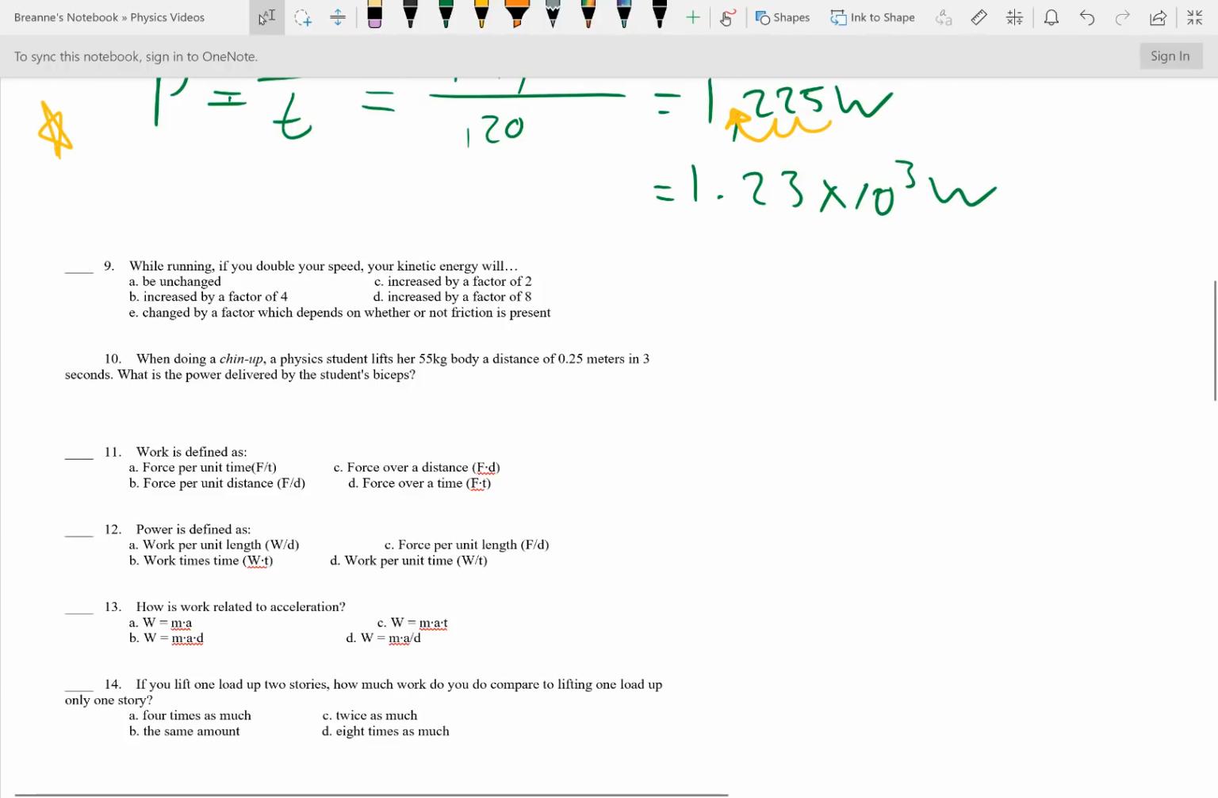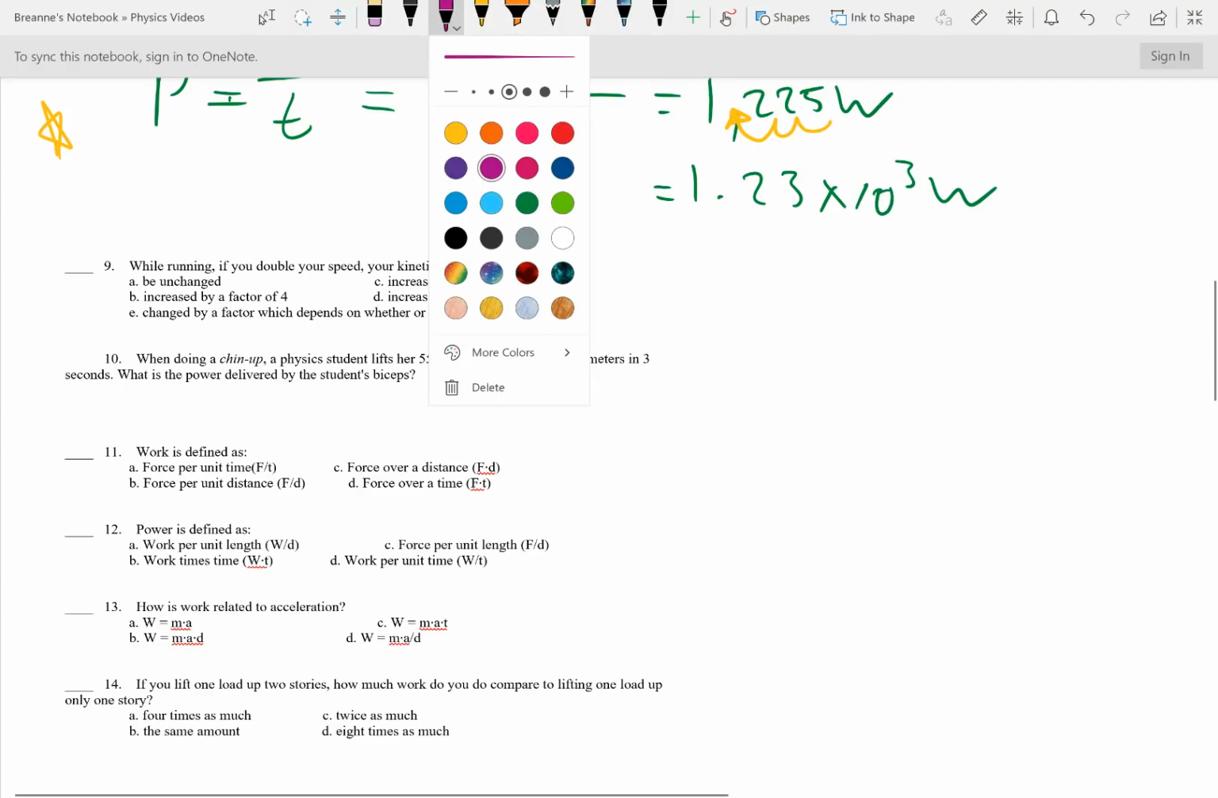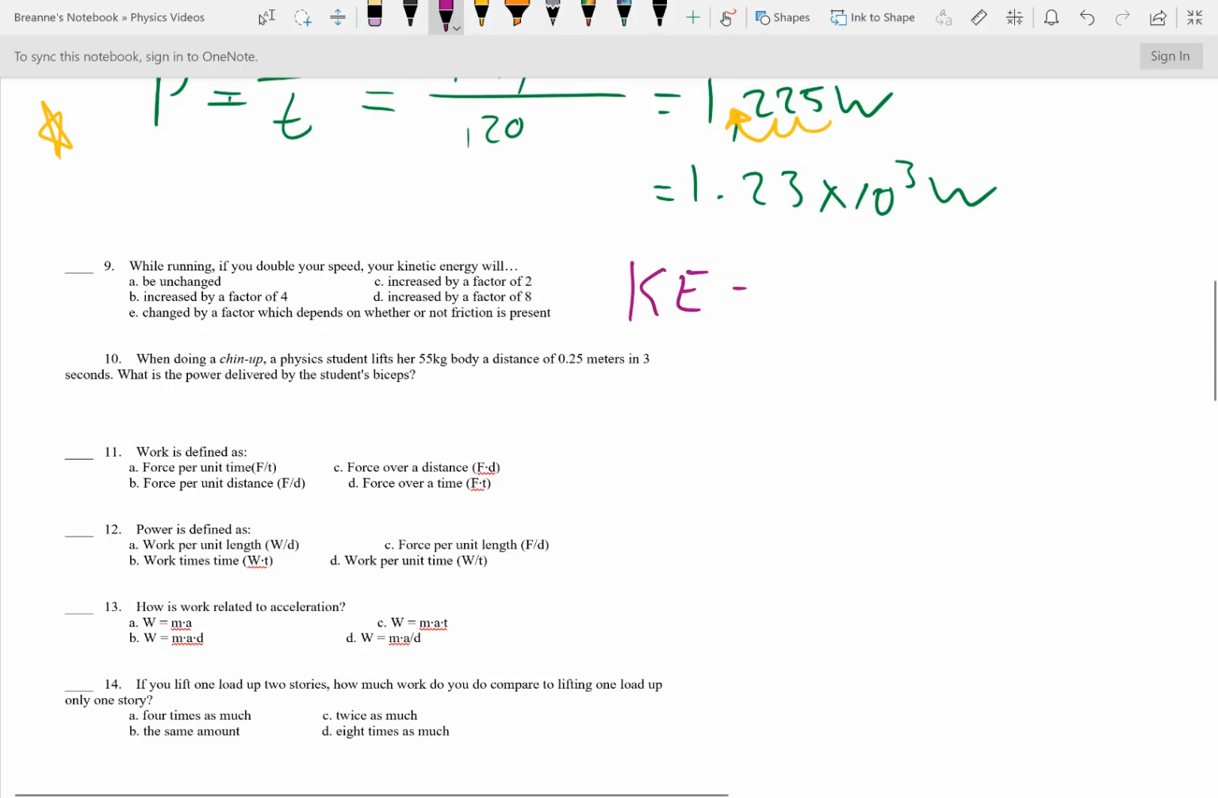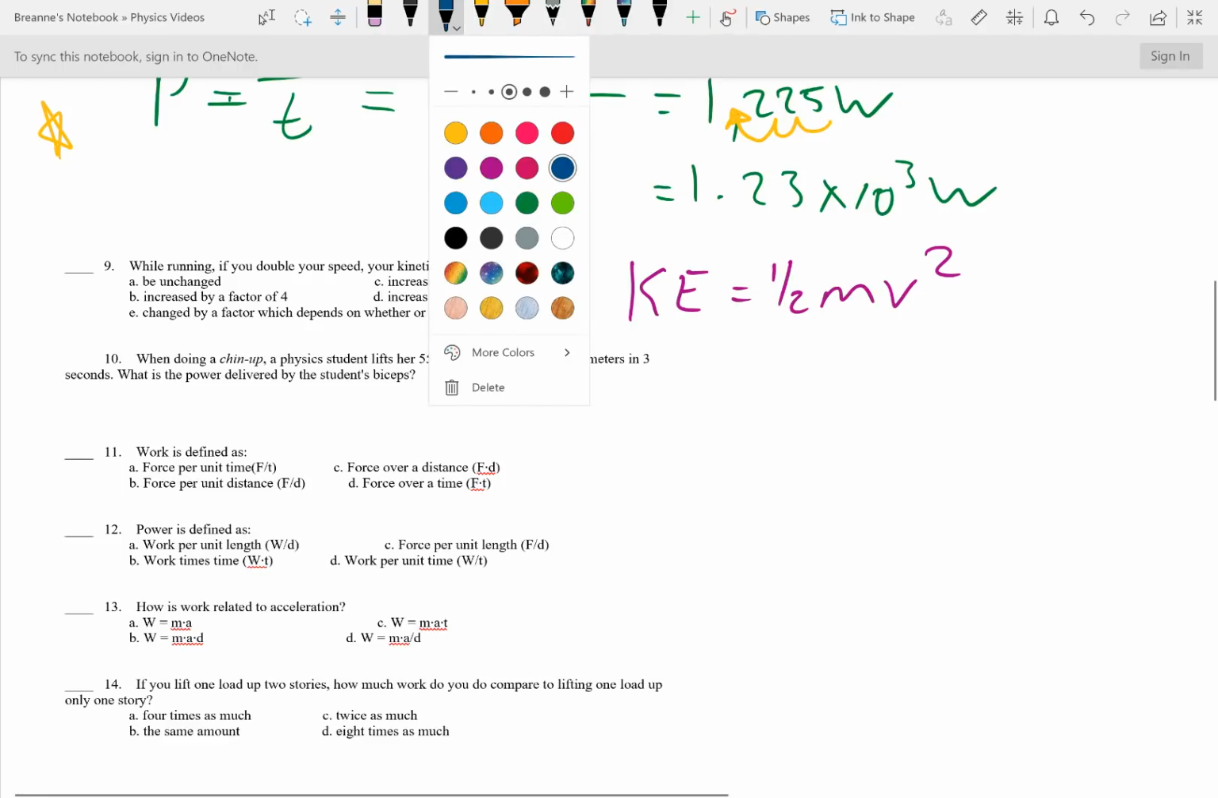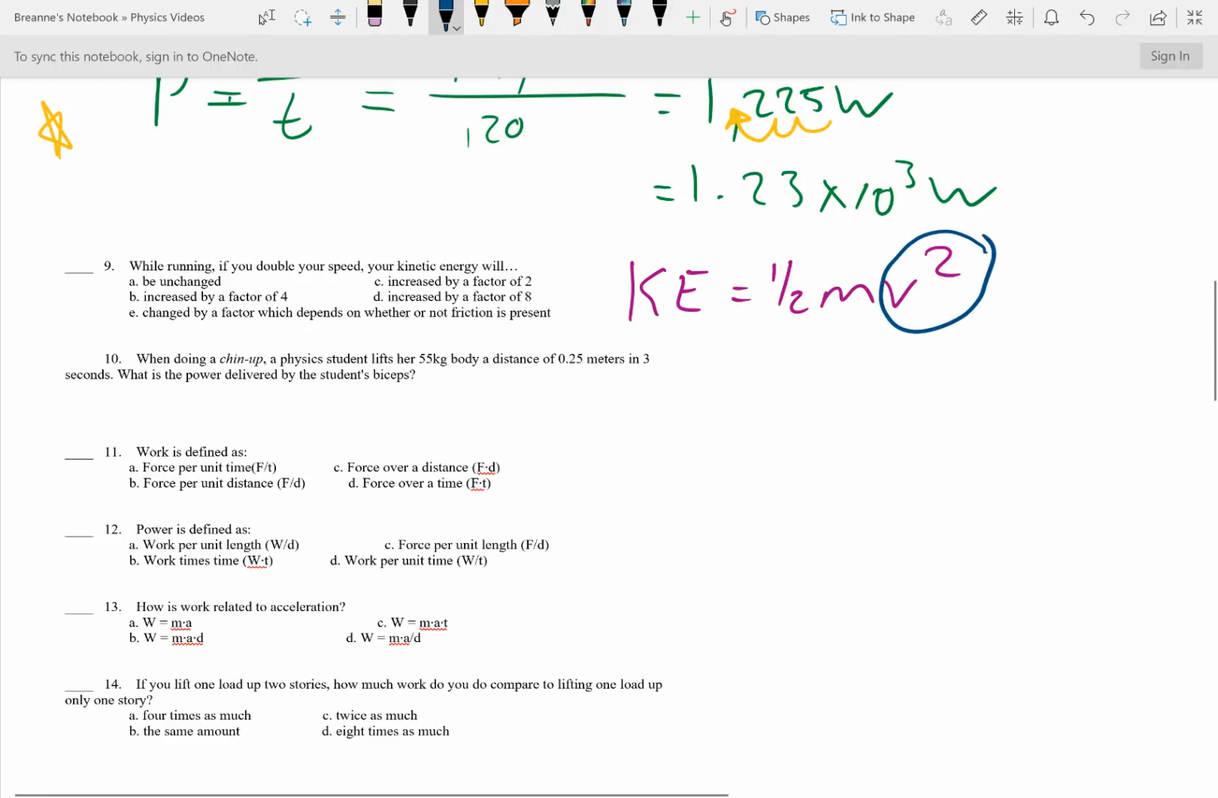While running, if you double your speed, your kinetic energy will... So you're doubling your speed. If you remember what your kinetic energy equation is, KE equals 1/2 mass times velocity squared. Your velocity is squared. So if you're doubling your speed, that's 2, so you have to square the 2. That means it increases by a factor of 4. There we go.